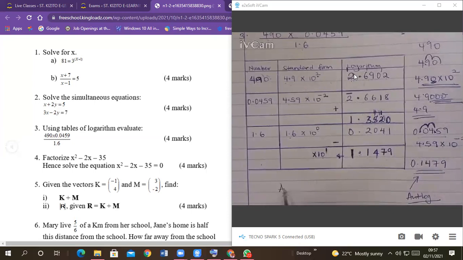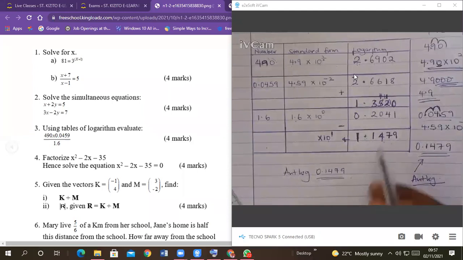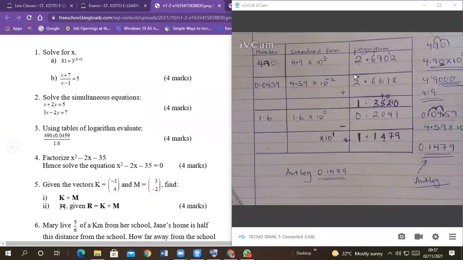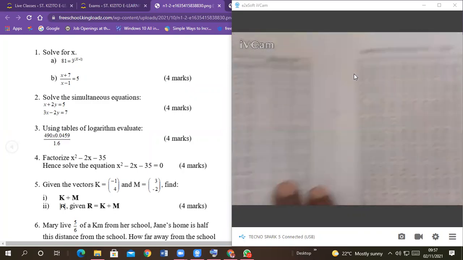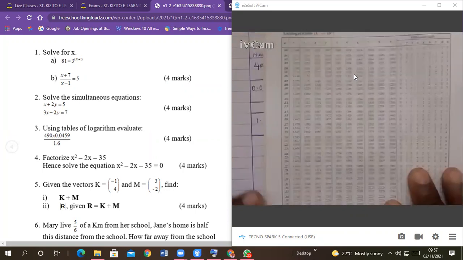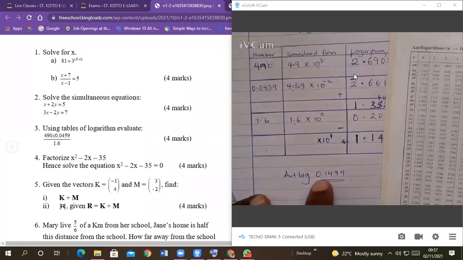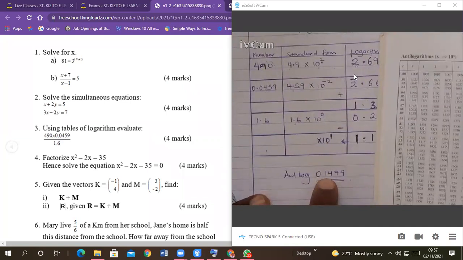Antilog. What is the antilog of 0.1479? So we are changing from log to the antilog. So that's where we get out our antilog tables. Okay. So this is logarithm here. We go to antilog. And under antilog, we are going to look for 0.1479.